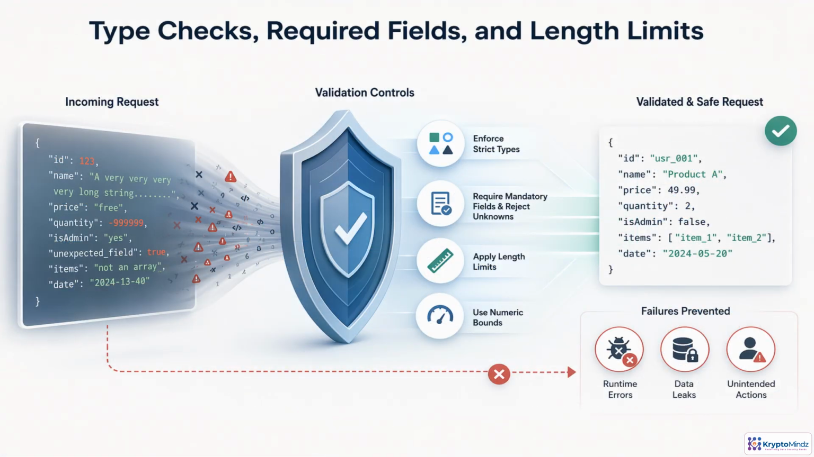Basic validation is the first gate every request should pass through. Enforce exact types. An ID is an identifier, price is a number, items is an array, and flags are booleans. Require only the fields the action truly needs, and reject unexpected fields unless the API explicitly supports them. Add maximum lengths so huge strings cannot become prompt stuffing or denial of service payloads. Set numeric and date bounds for quantities, pagination, and ranges. These simple schema rules turn messy input into predictable data and block many failures before business logic runs.